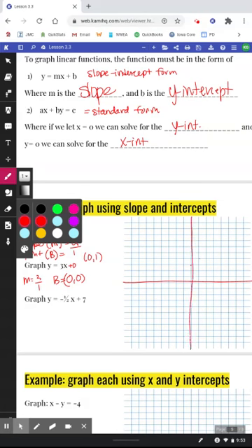Okay, for my third one, I have y equals negative 1/2 as my slope, and my y-intercept is (0, 7). So I'm going to start at 7. And this time my slope says go down 1 over 2. Down 1 over 2, and again. And if you have an equation where your slope is negative, you know that your graph should be going down from left to right.